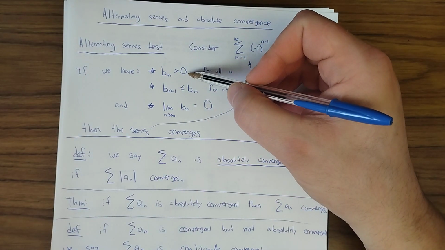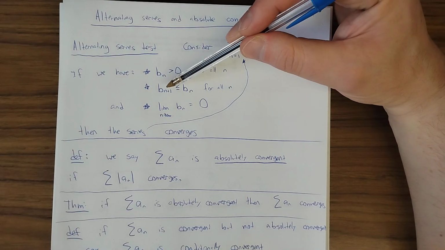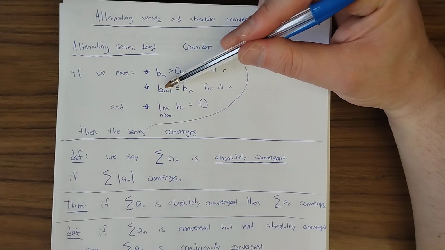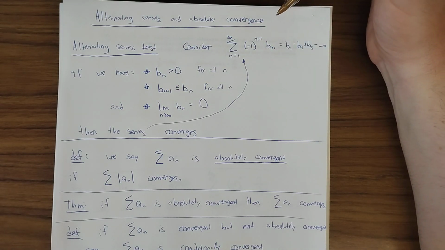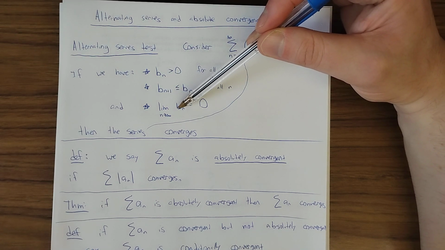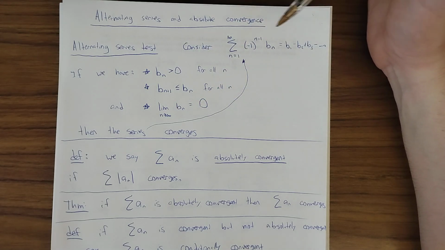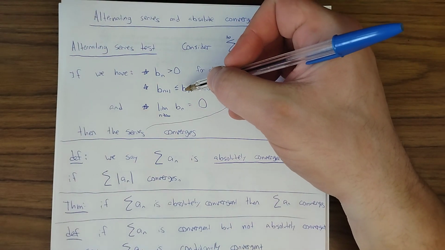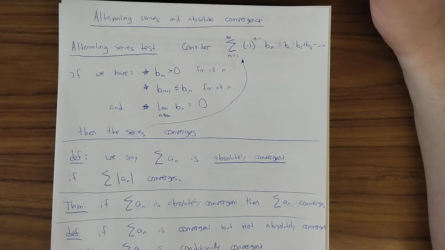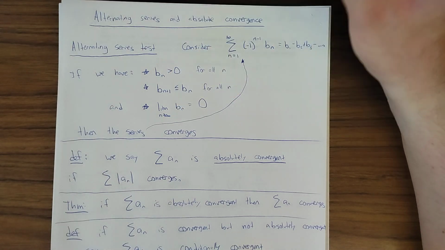So if we have that, and if we have that the sequence is non-increasing, meaning that the next term is always less than or equal to the one before it, so b sub n plus 1 is less than or equal to b sub n, and, of course, we require that the numbers b sub n go to 0 as n goes to infinity in order for this series to converge. So if all three of these things are true, then the original series converges. So this is a fairly easy test to use as long as you remember to check these three things.